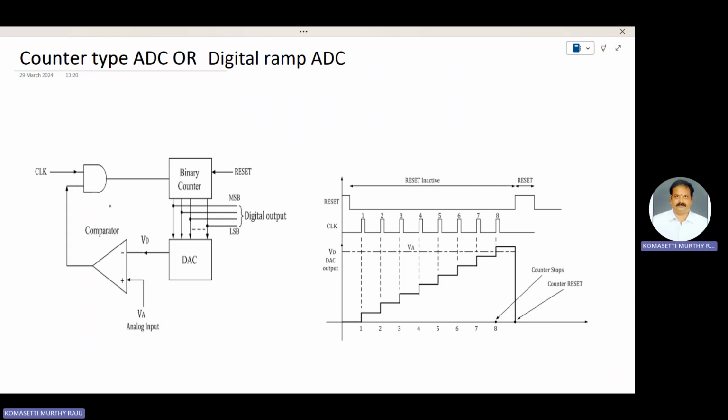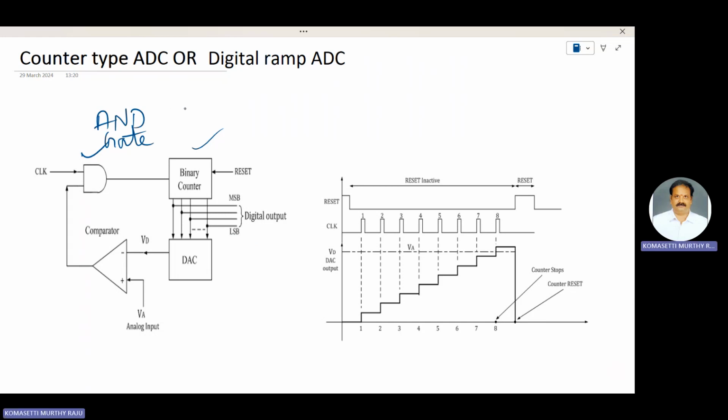The components present in the counter type ADC are the AND gate, binary counter, digital to analog converter, a latch, which is used to store the digital data, and the last one is the comparator.